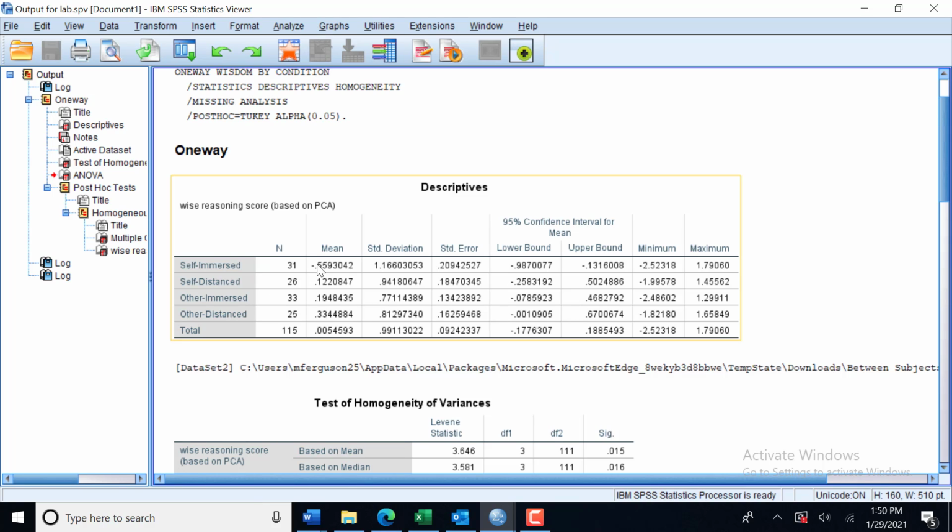We can look at these means and see that this is a negative 0.55, and these are all positive values, suggesting that self-immersed has the lowest wise reasoning scores, and here, other distance would be the highest. Now, we want to know, are these really different from each other? That's why we do a post-hoc test.